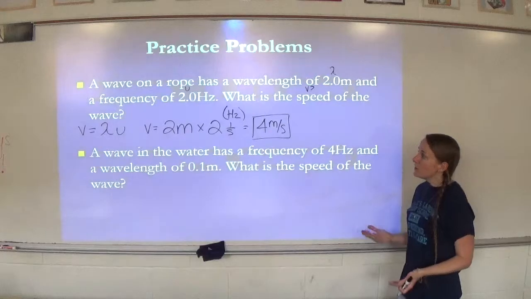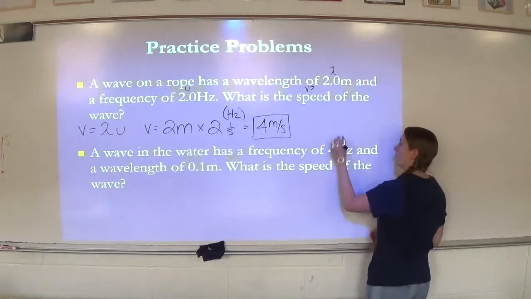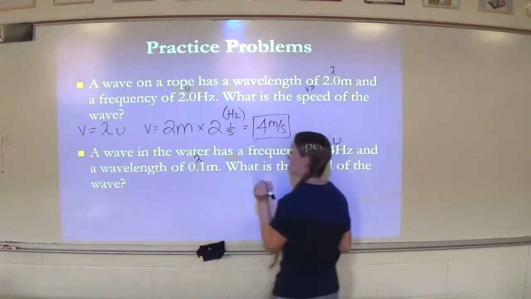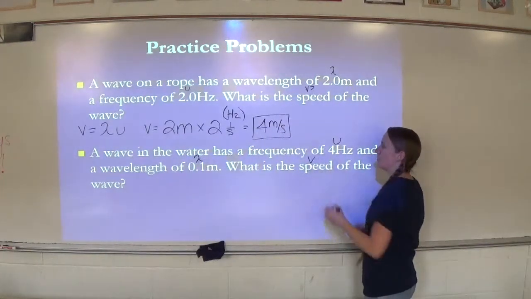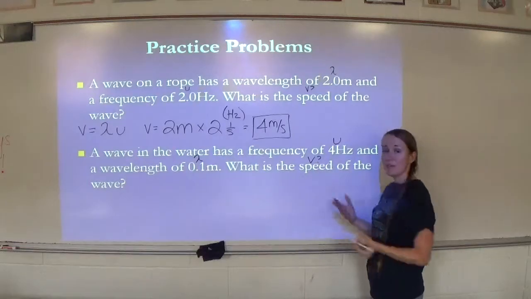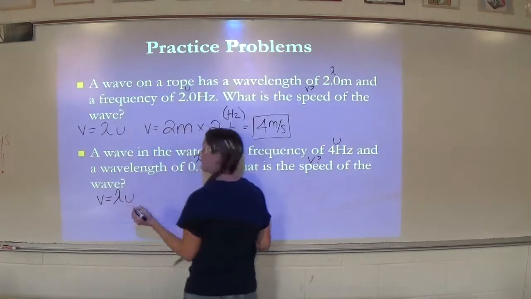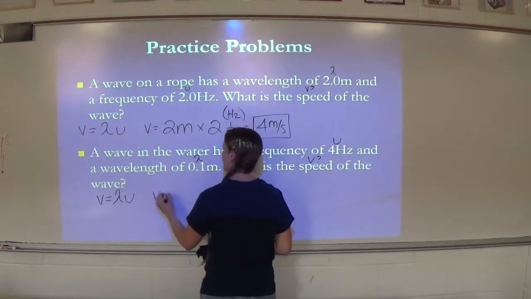So it says a wave in the water has a frequency of 4 hertz. So there's my frequency, and a wavelength of 0.1 meters. So there's my wavelength. What is the speed of the wave? So again, we're looking for speed. We haven't had to rearrange yet. We'll look at some where we have to rearrange, of course. So speed is wavelength times frequency. So I just plug in.